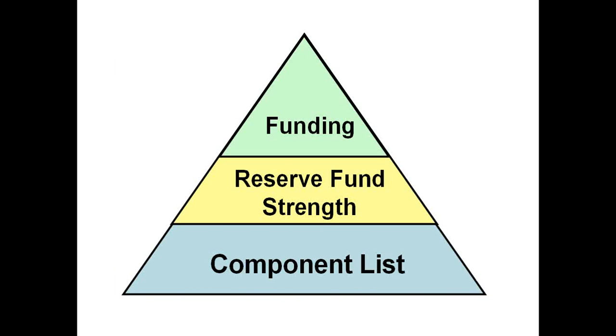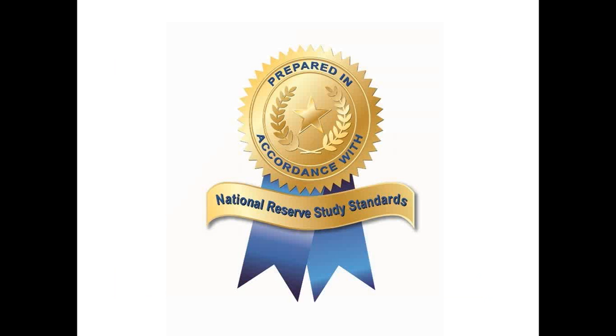Every reserve study has three parts: the reserve component list, the calculation of reserve fund strength, and the calculation of a reserve funding plan, or the recommended contributions towards reserves there at the association. We get this concept from National Reserve Study Standards, a document that provides us with common terminology, standard calculations, and a set of disclosures that are to appear in every reserve study.